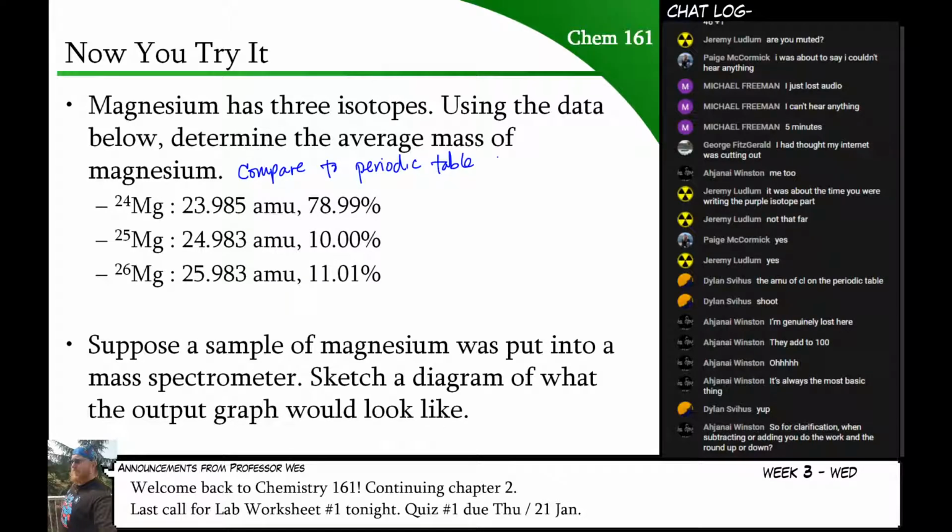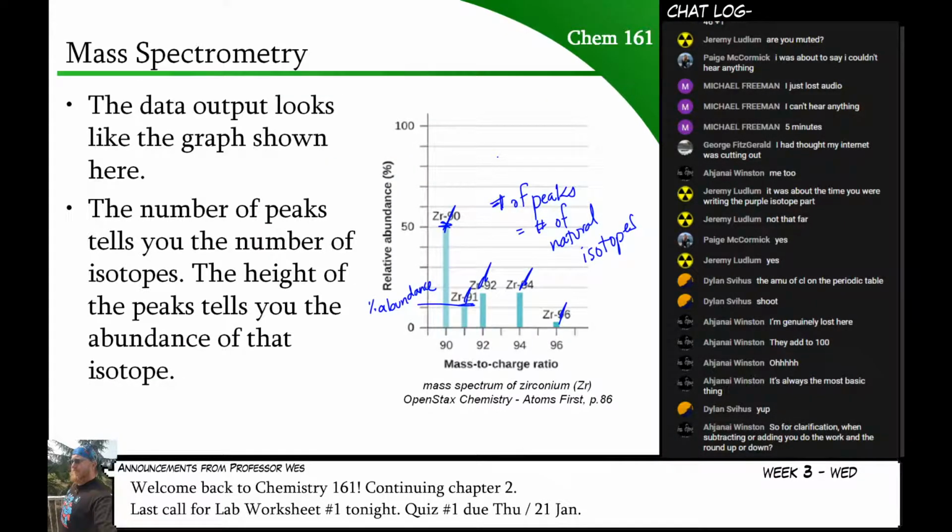So, I want you to calculate the average mass of magnesium based on these elements you see here. And then what I want you to try and do is draw the mass spec diagram that you saw on the previous slide right here. You might have to go back in the video or go back to the previous slide to see this. On the y-axis is percent abundance. On the x-axis is mass, written as mass to charge ratio.